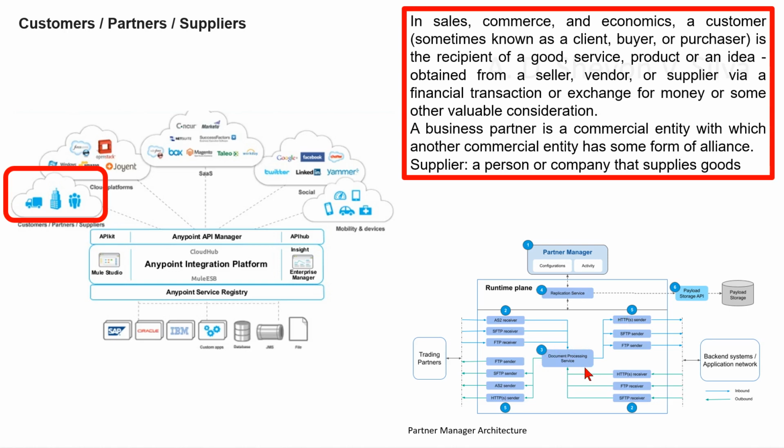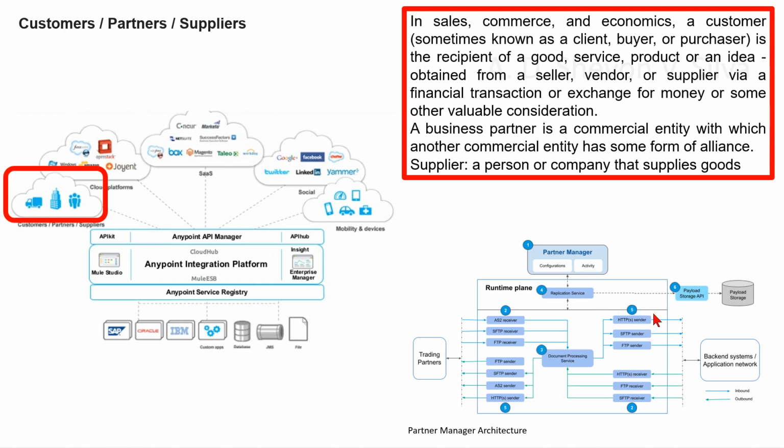Document processing service, the core B2B processing engine, is responsible for parsing, validating, and translating received B2B messages based on the configurations and mapping in Partner Manager. 4. API replication service, a tracking service responsible for updating transmissions and transaction activities to the control plane and the payload storage API.